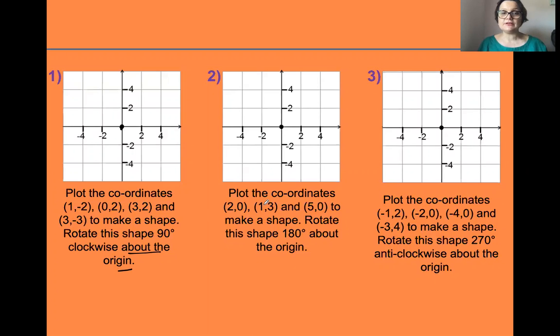The same thing for the next one. Again, rotate this shape 180 degrees clockwise. If it doesn't say, clockwise about the origin, again, about this point here. But the third question says anti-clockwise about the origin.